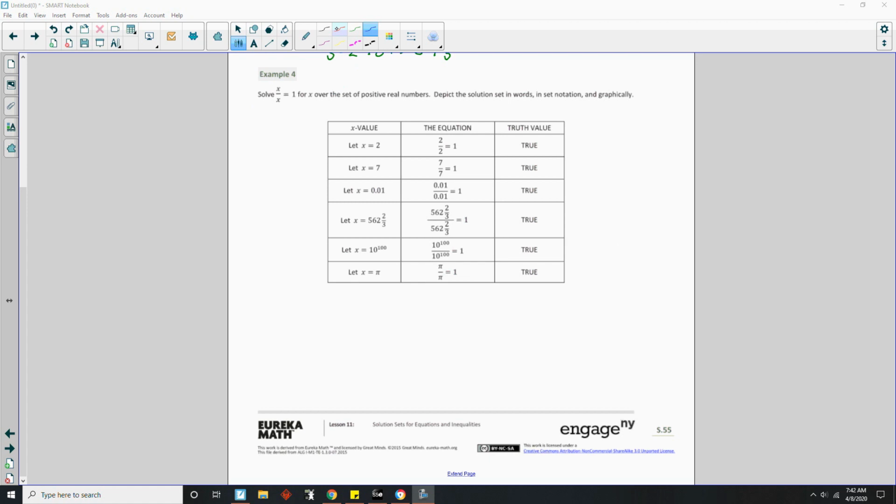Okay, so here we go. One needs to be very careful. The set of all positive real numbers. Okay, so they are restricting our domain. So we aren't talking about negatives. So in words, a solution set is all positive real numbers.